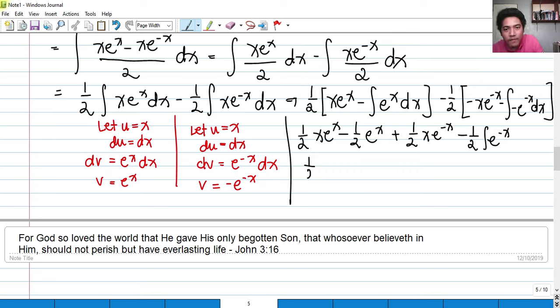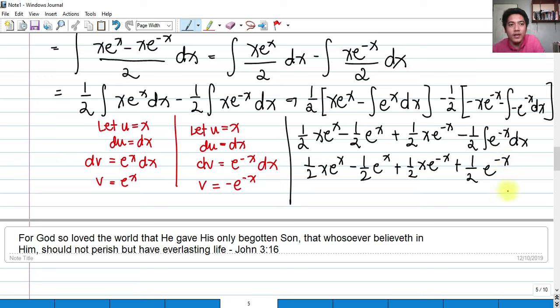So, 1/2 x e^x − 1/2 e^x + 1/2 x e^(−x) minus... okay, if I'm going to integrate this, it would produce a negative e^(−x) multiplied by a negative, that would be positive 1/2 e^(−x). Okay? So what will happen here? Of course, we have the plus c.